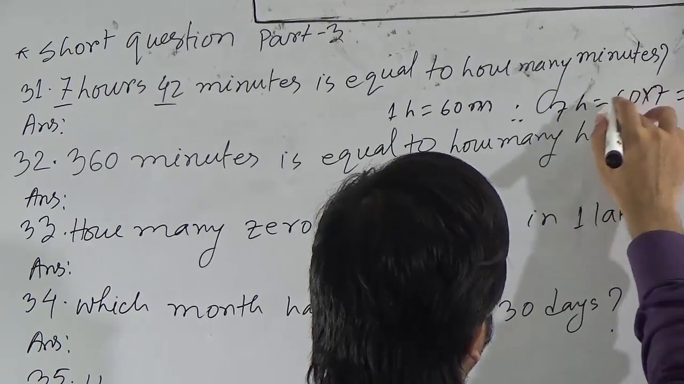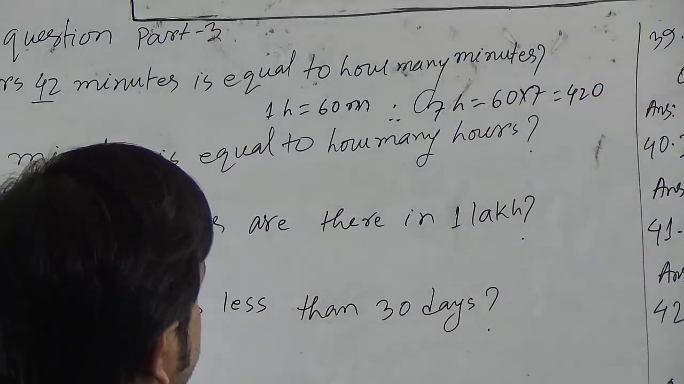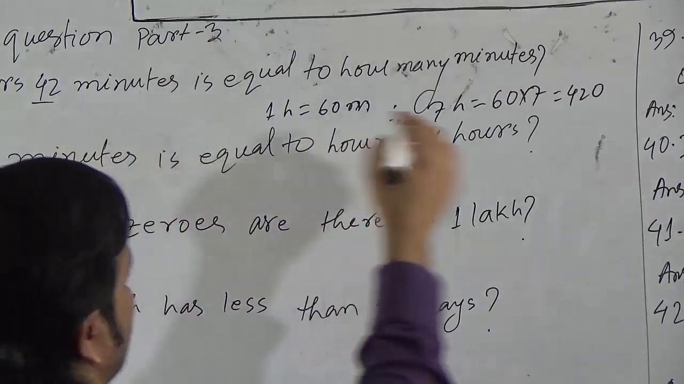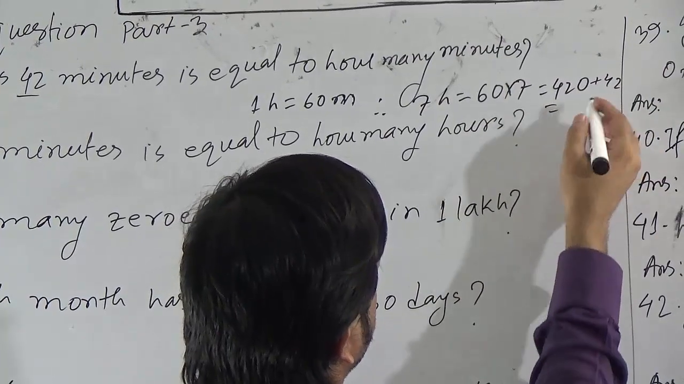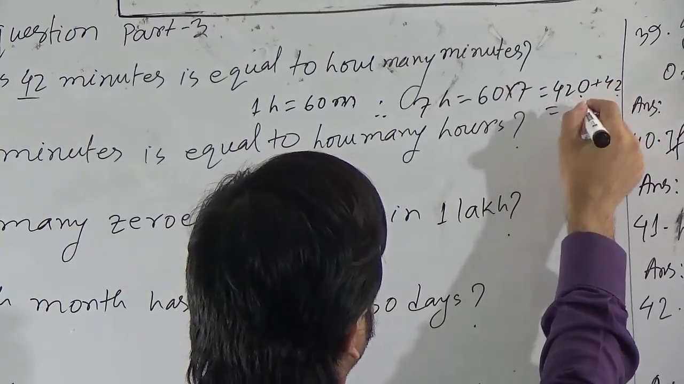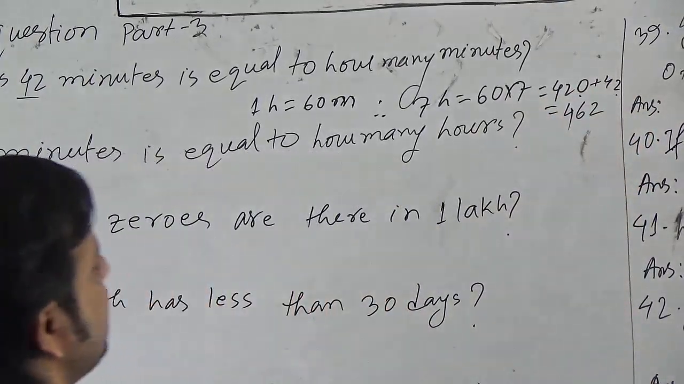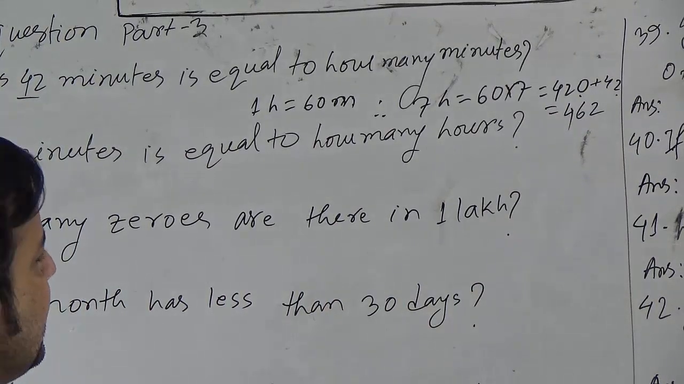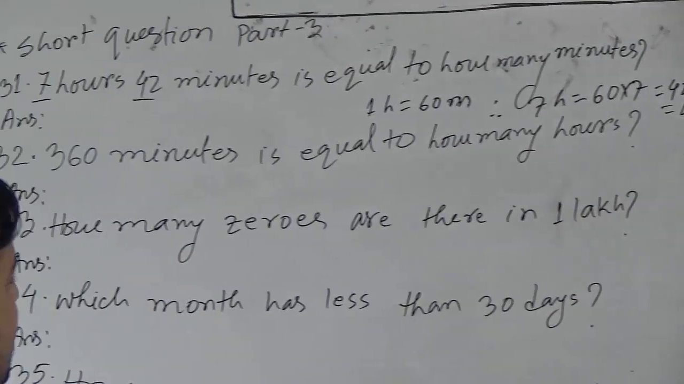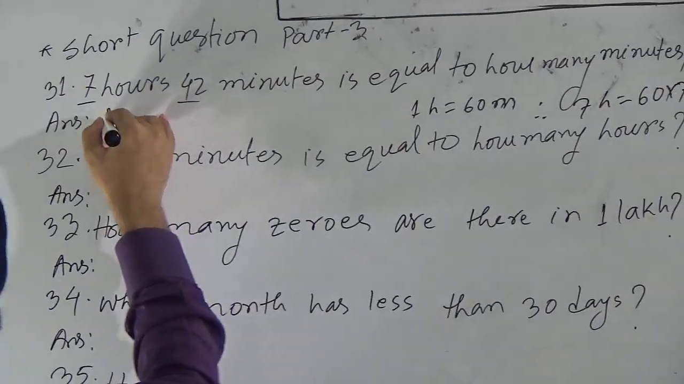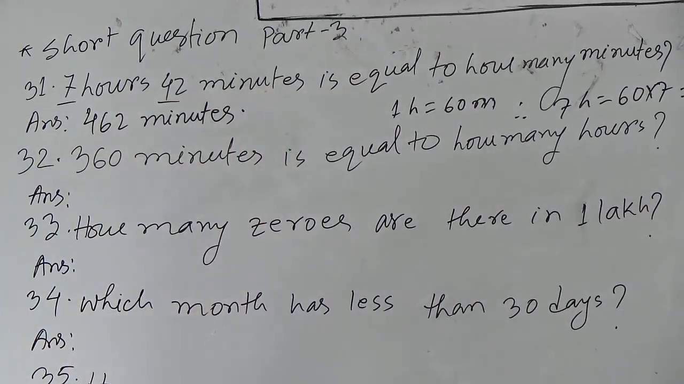7 times 6 is 42, so it means 420 minutes here. Now we have to add 42 to this. If we add 42, 2 and 0 is 2, 4 and 2 is 6, and here is 4. So we get 462 minutes. This is our answer of the first question. So, you can write 462 minutes.